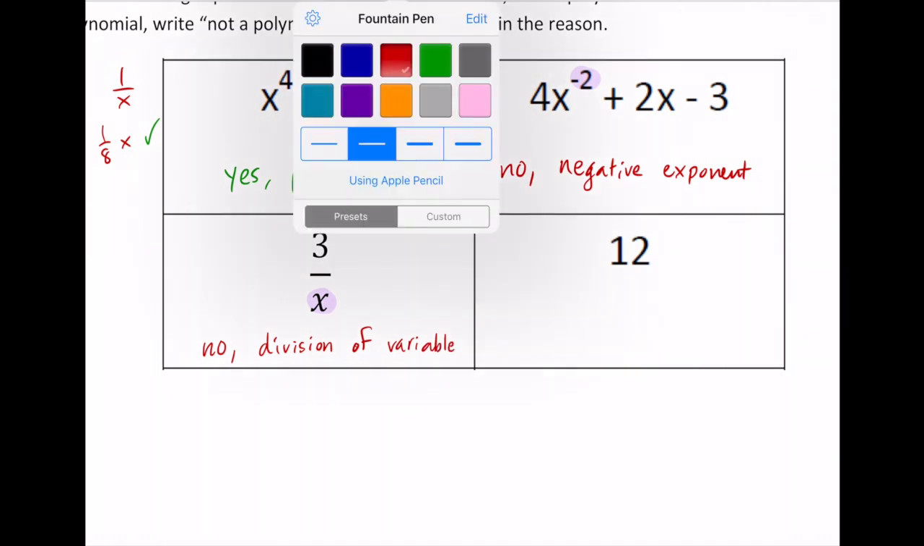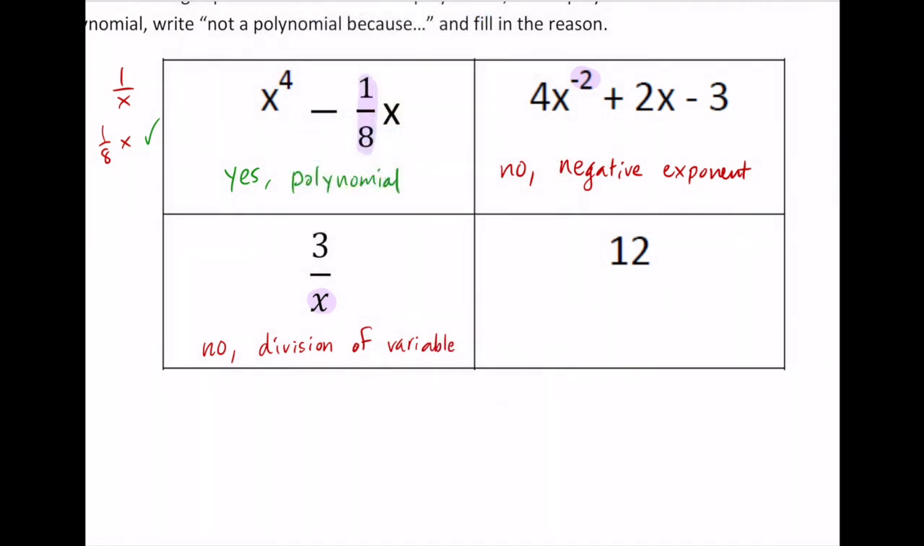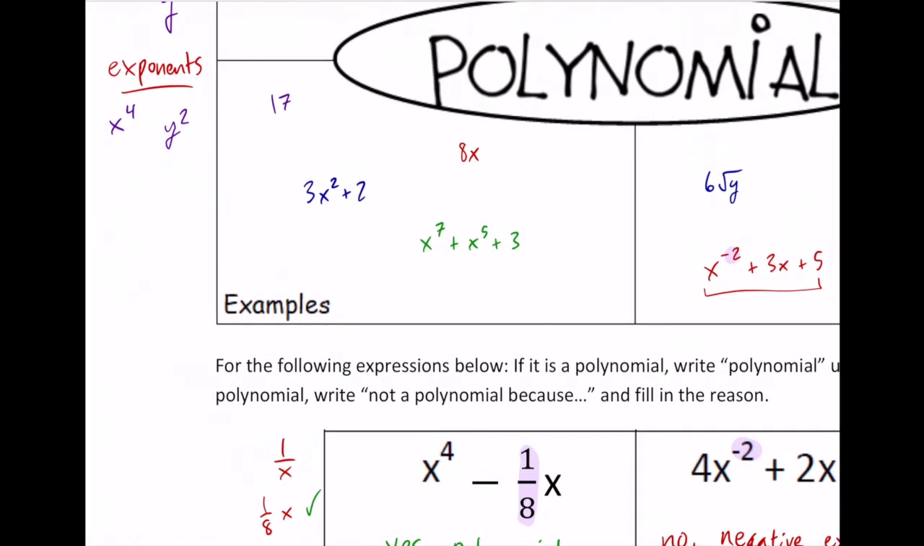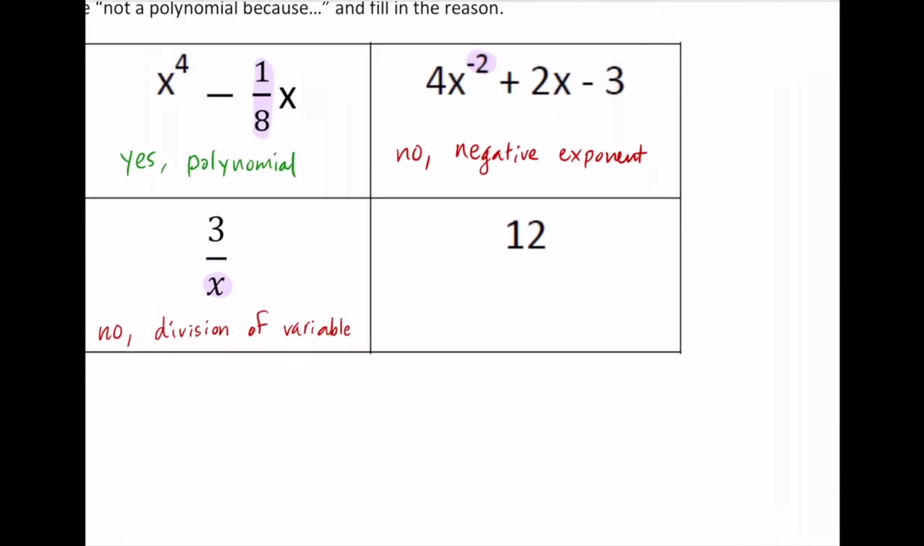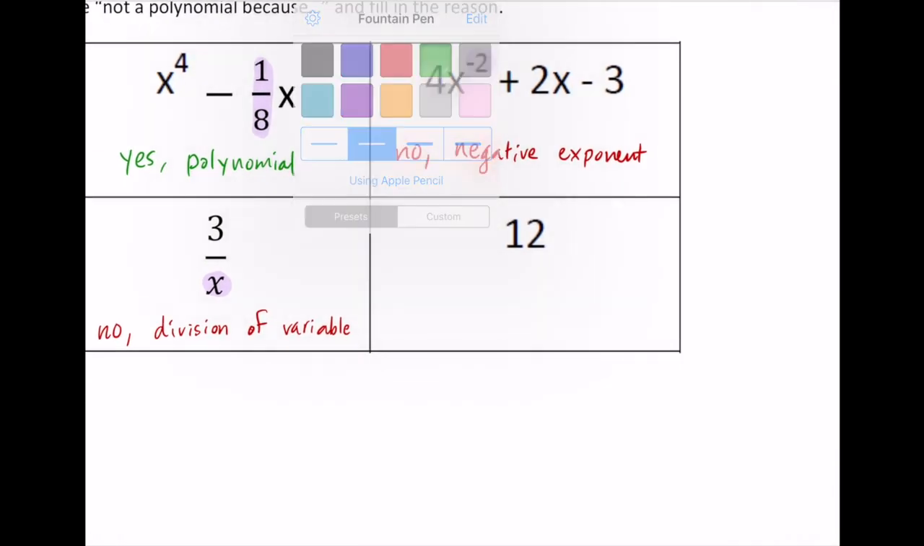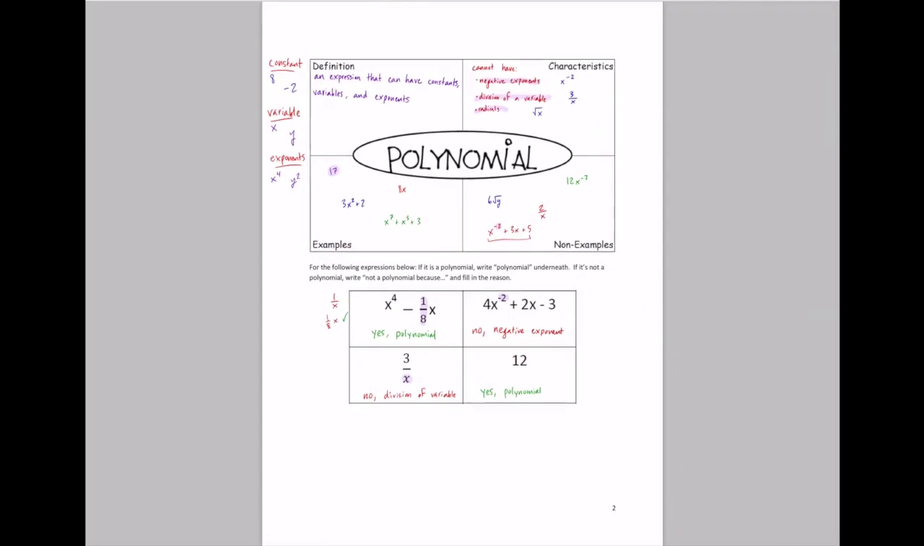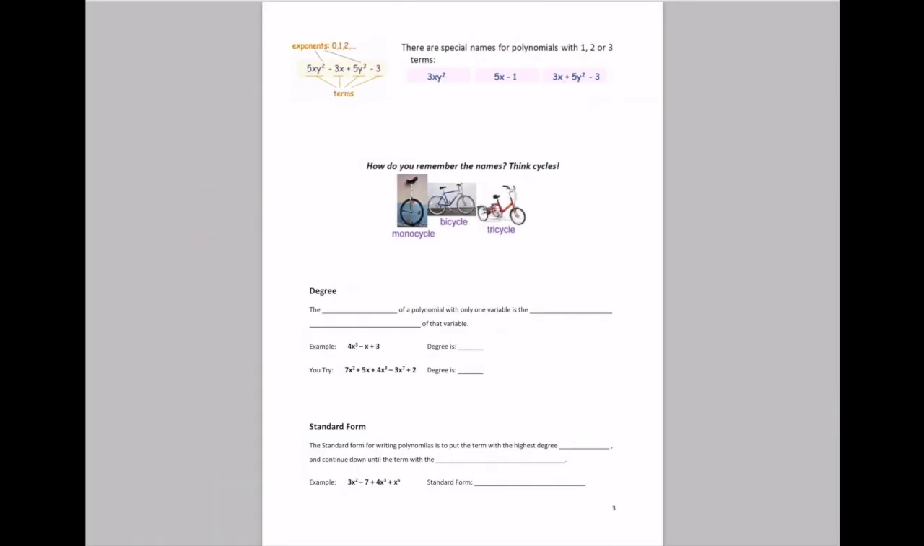Last one, we have 12. So 12, it's just a constant, as we saw right here. That's a perfectly good example of a polynomial. So we could say, yeah, this is a polynomial. There's nothing wrong with it here. It doesn't have any negative exponents or square roots or division of variables. Right, let's move on.